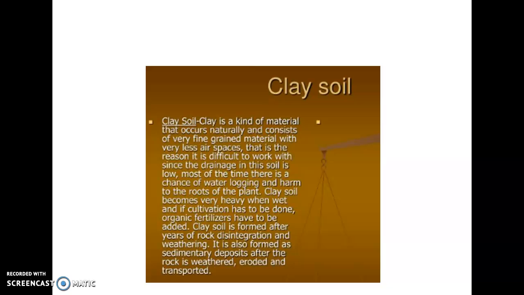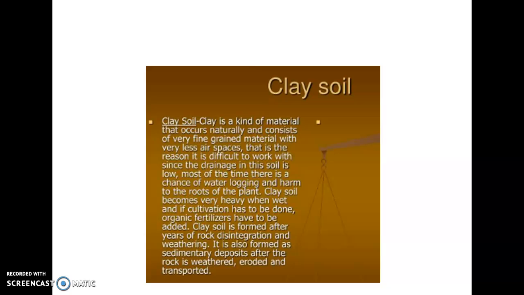Now, clay soil is formed. How is it formed? It is formed after years of rock disintegration. Rock disintegration means huge pieces of rocks have broken down, and it doesn't happen suddenly. It takes many years. And weathering.